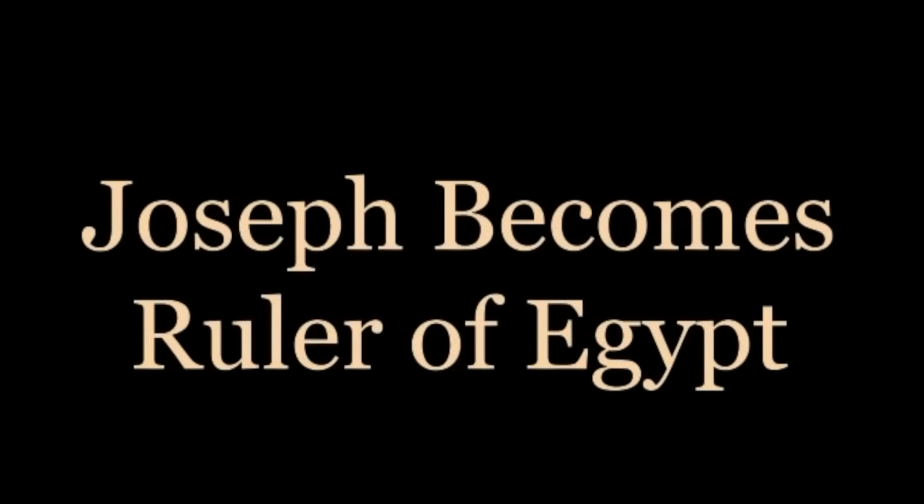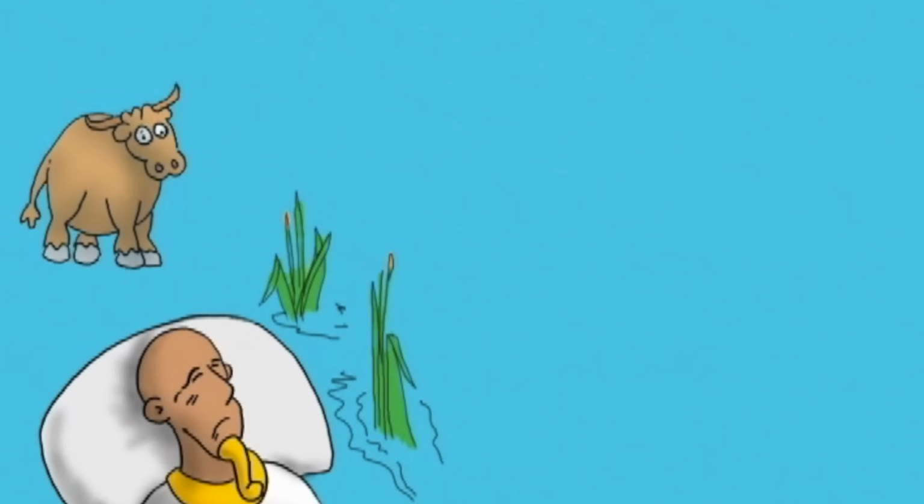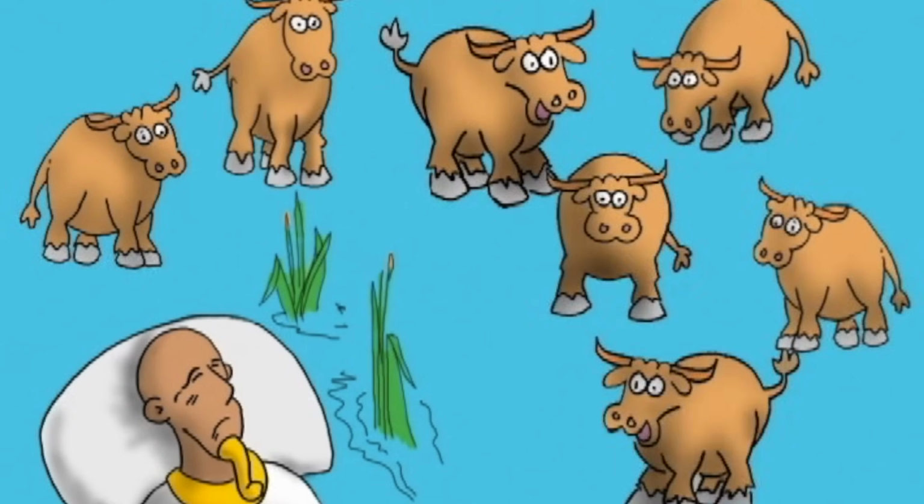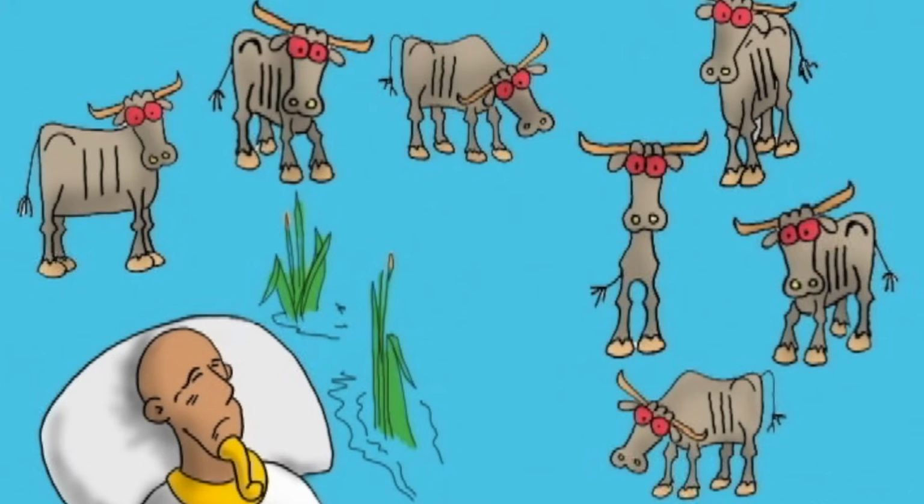Joseph becomes ruler of Egypt. Genesis 41. Pharaoh, the ruler of Egypt, had a dream. In it he was standing by the Nile River. 7 fat cows came out of the river and fed on the reeds. As he watched, 7 skinny cows came out of the river and ate the fat cows.